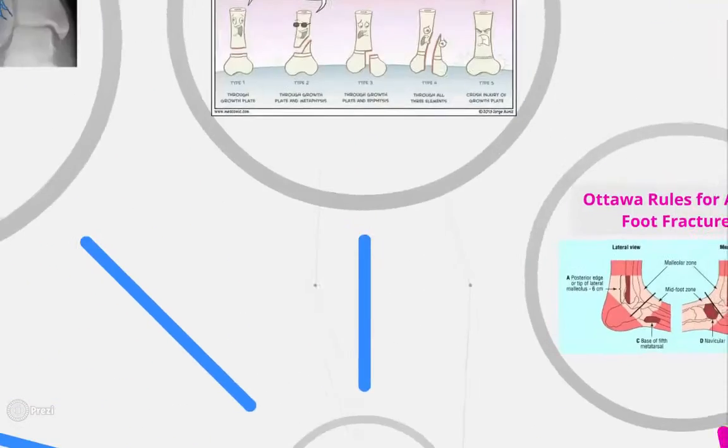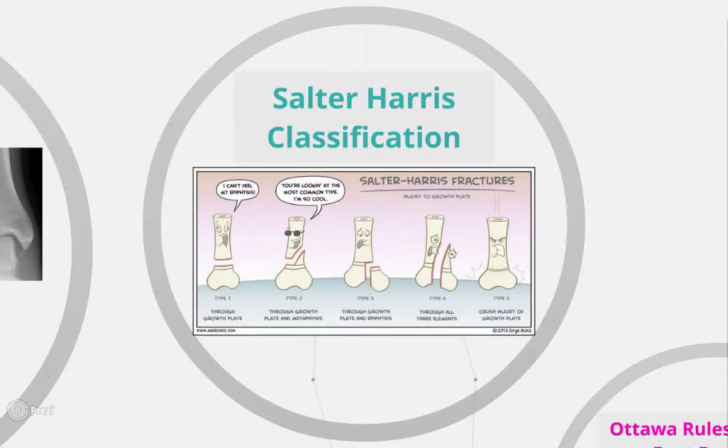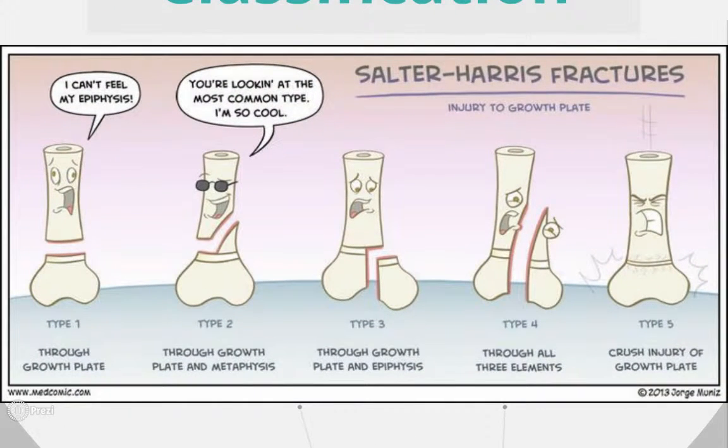Salter-Harris fractures are fractures through a growth plate. Therefore, they are unique to pediatric patients. Salter-Harris fractures commonly occur in the ankle. These fractures are categorized according to the involvement of the physis, metaphysis, and epiphysis. The classification of injury is important because it affects the patient's treatment and provides clues to possible long-term complications.